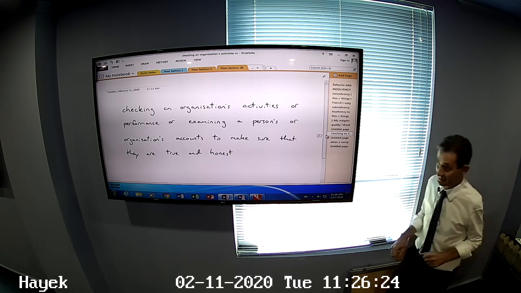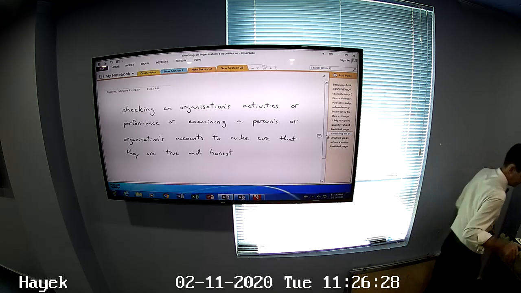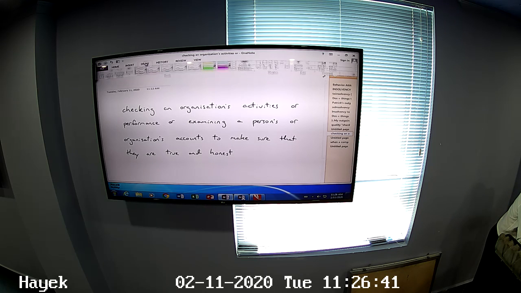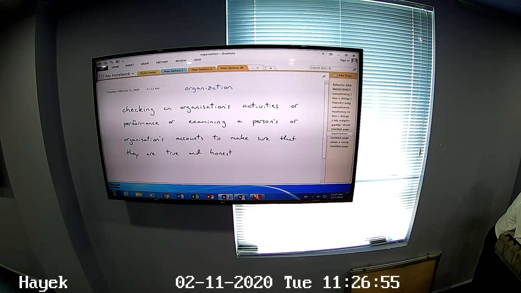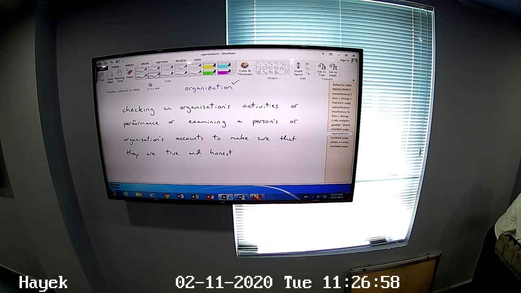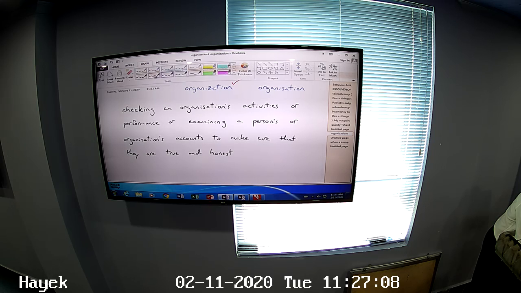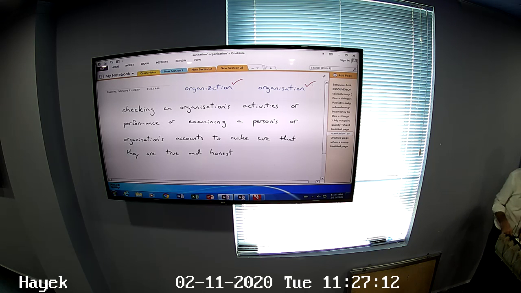Here is the original text. Organisation spelled with a Z is correct. In Britain, in my country, organisation spelled with an S is also correct. Americans just spell organisation with a Z. In Britain, you can spell it either way. They're both correct.